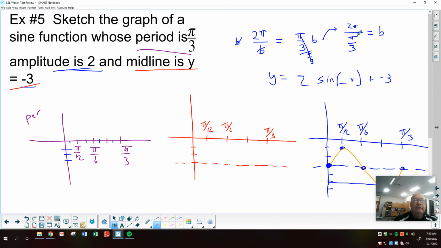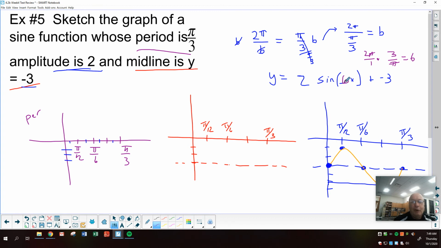And then how do you do dividing of fractions? It's 2 pi, put it over 1, multiplied by the reciprocal, 3 over pi. So the pi's cancel, and you get your b to be 6. So then that's what goes right there.